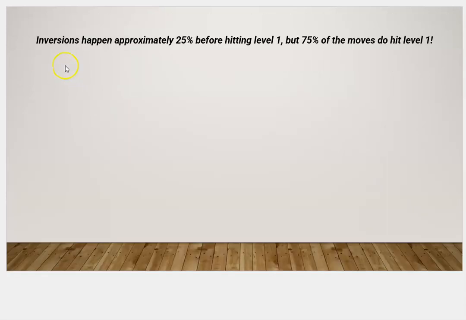So, once again, as I mentioned, inversions happen approximately 25% before hitting level 1. But this is what I like: 75% of the moves do hit level 1 before they invert.